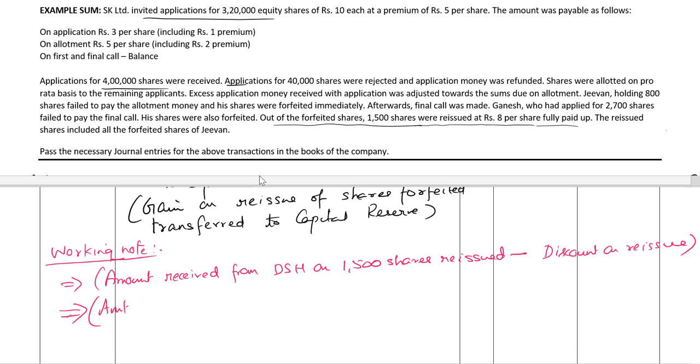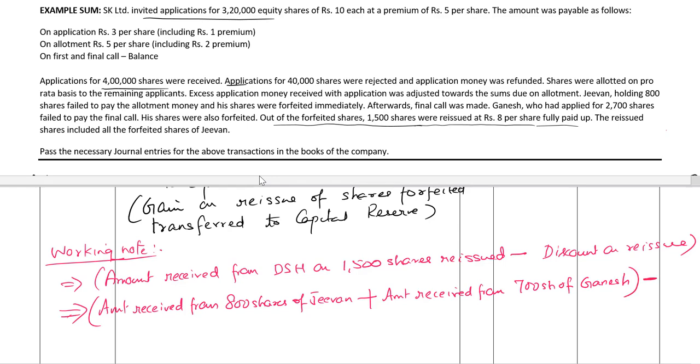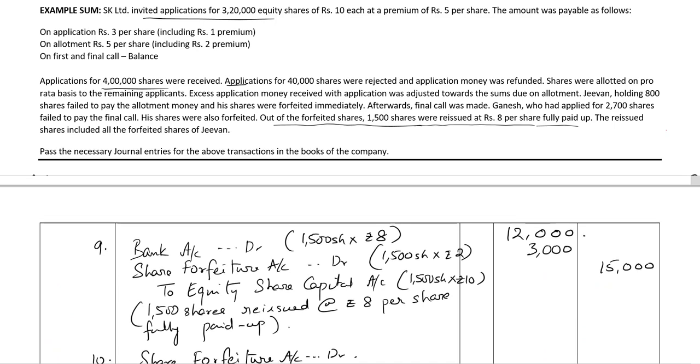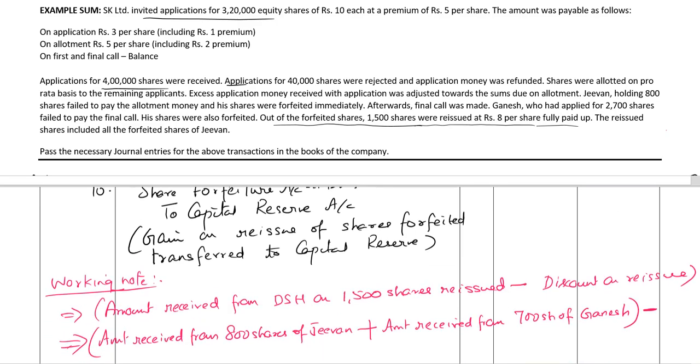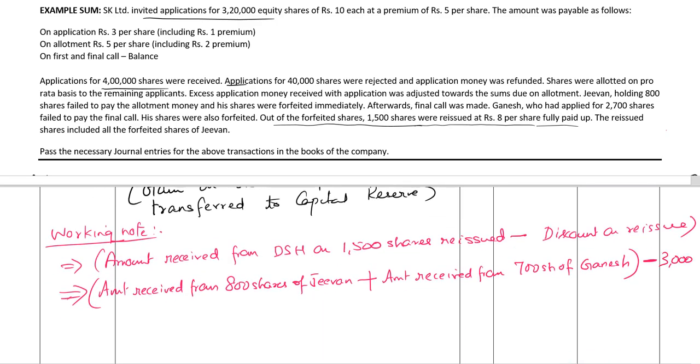So we need to arrive at the amount received from 800 shares of G1 plus the amount received from 700 shares of Ganesh, minus the discount on reissue. We can take the amount from the reissue journal entry. The discount on reissue is the amount against the share forfeiture account in the reissue journal entry, 3,000 rupees. So minus 3,000 rupees.